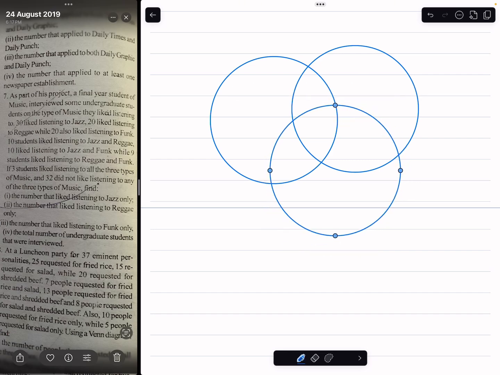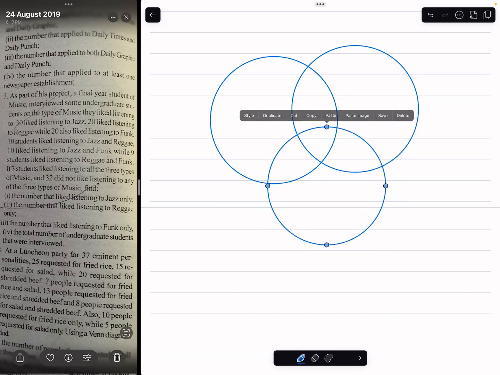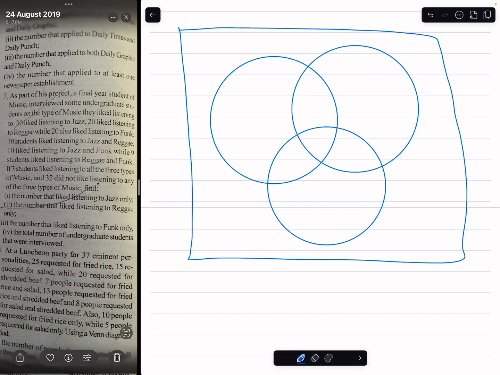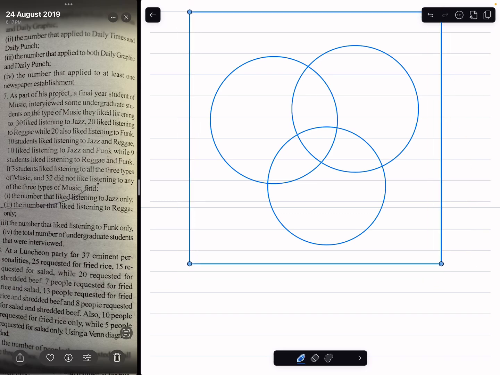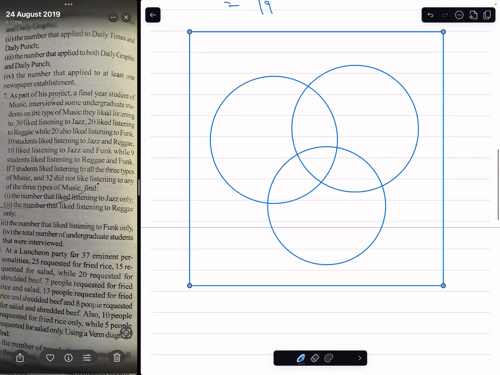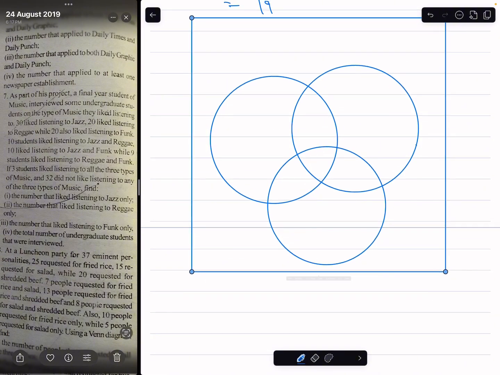So this circle represents the set. Let this be the universal set, which has all the students that were interviewed, all the undergraduates that were interviewed. This will represent the undergraduates that were interviewed.